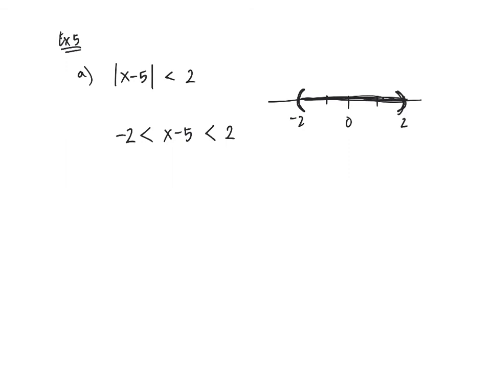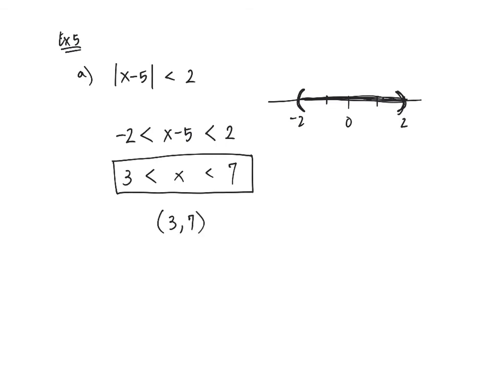So you would add 5 to all sides. This side would be 7. This side would be 3. And there you go, there's your solution in standard form. And then, of course, in interval notation, you would write it like this. Now, interval notation sometimes looks like an ordered pair, x, y. So obviously, you just need to understand the context you're writing it in so that you communicate clearly.